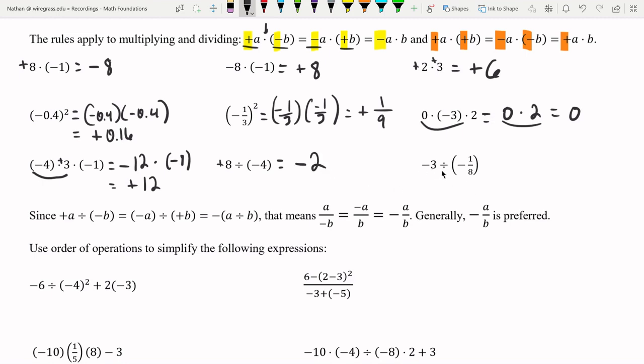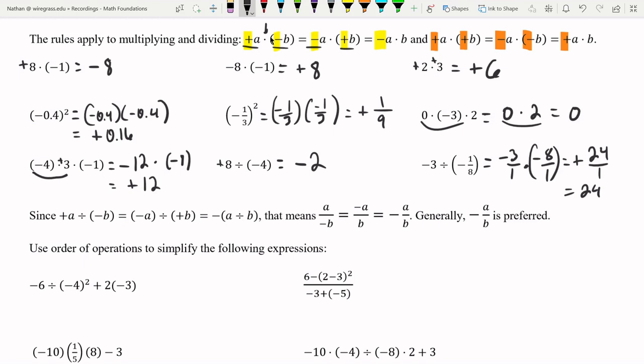For this one, we have dividing a fraction. So we're going to multiply by the reciprocal. I just flipped that one. Negative times negative is positive. 3 times 8 is 24. 1 times 1 is 1. That's, of course, just going to be positive 24 as the solution.